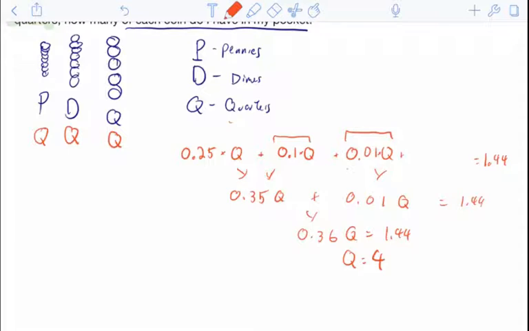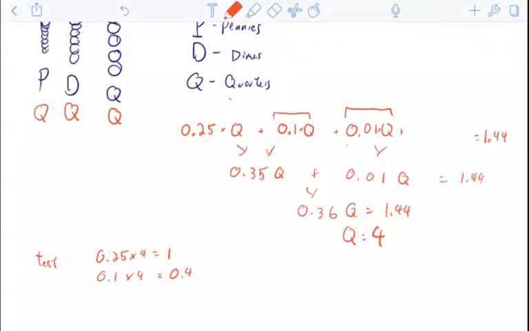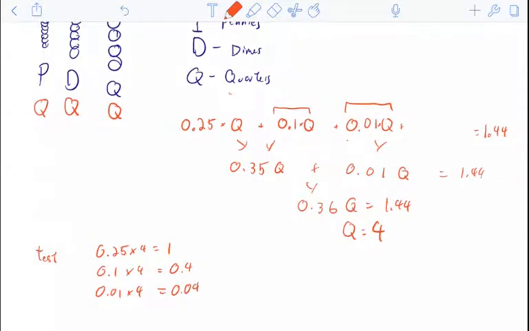Let's test it. 0.25 times 4 is $1. Dimes, 0.1 times 4 is 40 cents. 0.01 times 4 is 4 cents. You add them all together, you get 1.44. Check mark, got the right answer. All right, next question.